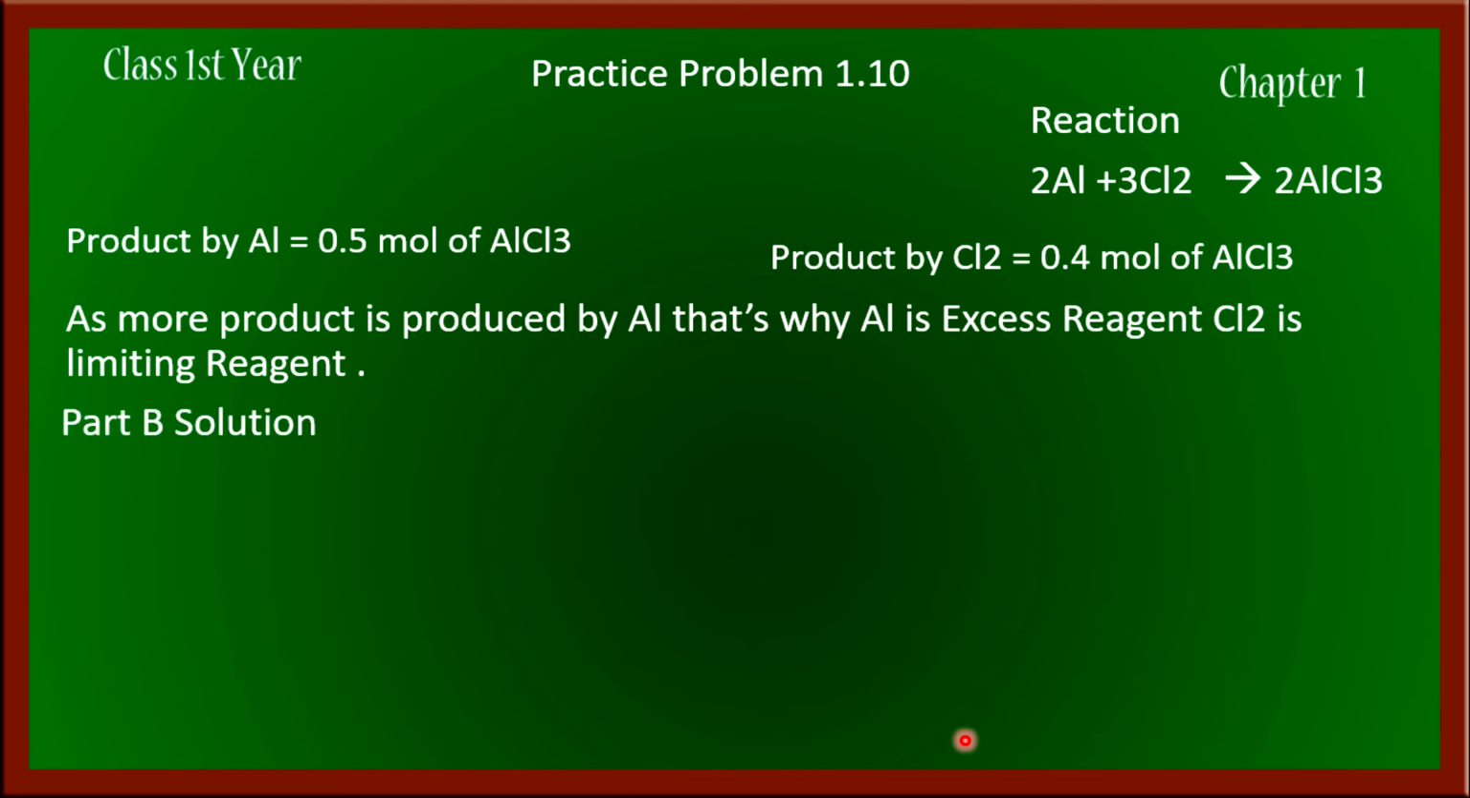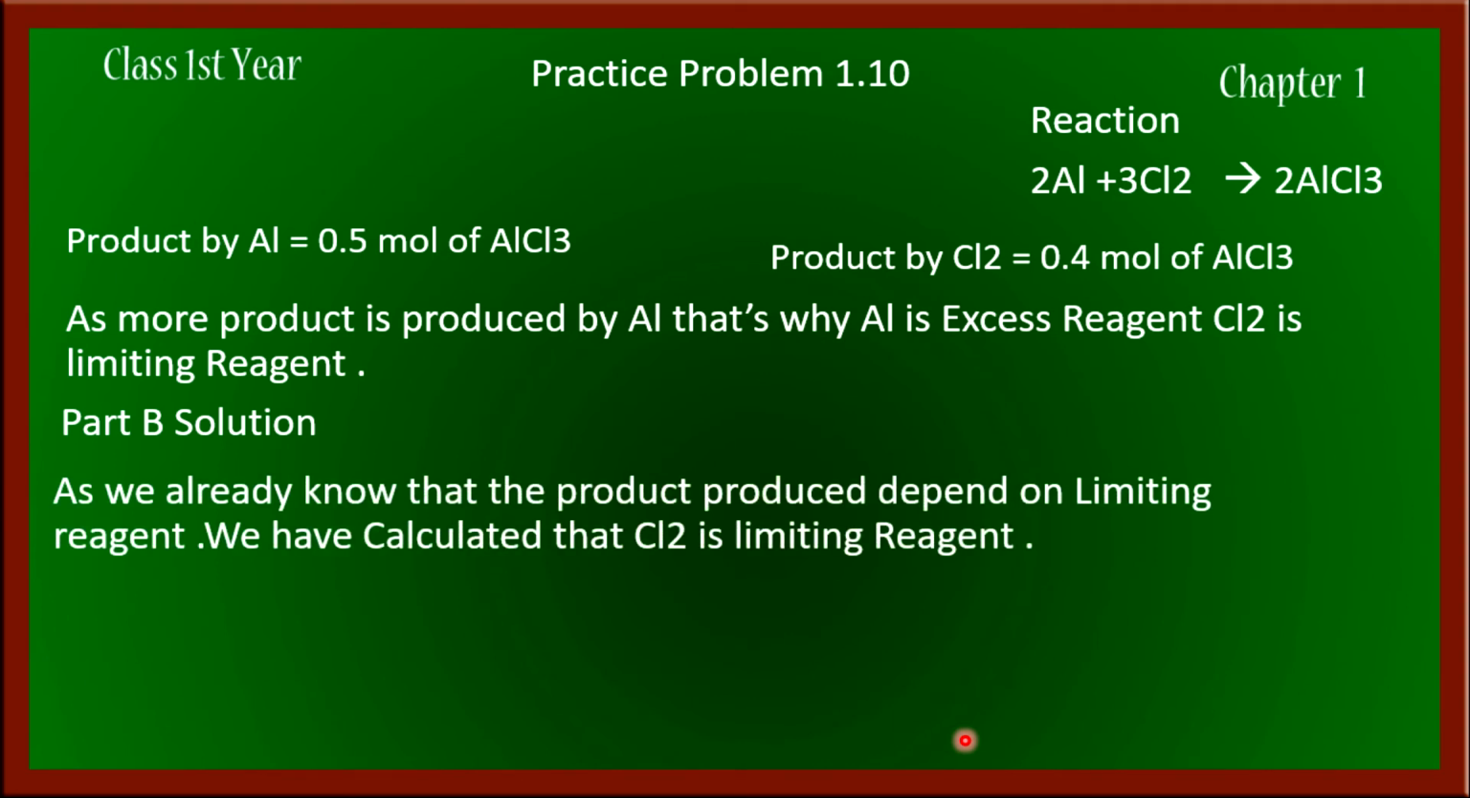Now let's go to the second part of the question. In the second part of the question, we were asked to calculate the maximum amount of product. So here, as we already know, the product produced depends on the limiting reagent. जो limiting reagent होता है उस पे product का बनना मुनहसिर करता है। इसी वजह से we have already calculated that chlorine is the limiting reagent.